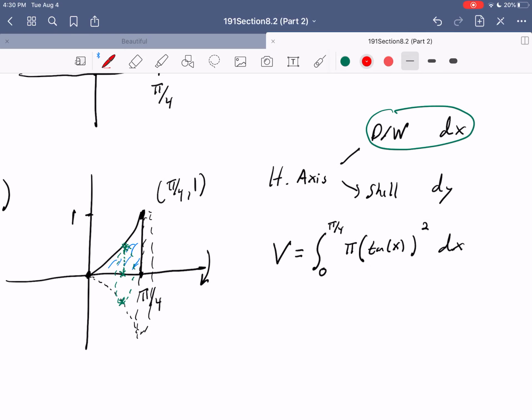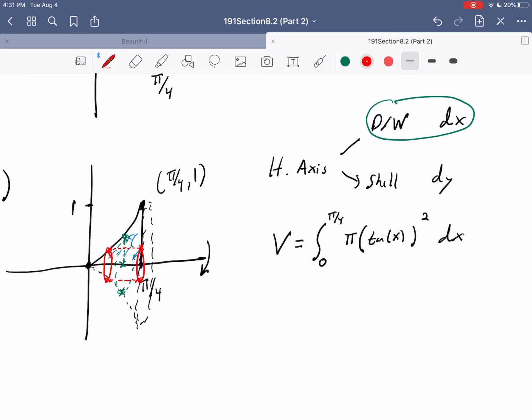All right, what would shells look like? Well, shells we'd be drawing parallel to our axis. So we'd be looking at something that looks like that, revolving down to here, and creating our sort of cylindrical shell like that. So the shells are on their side.